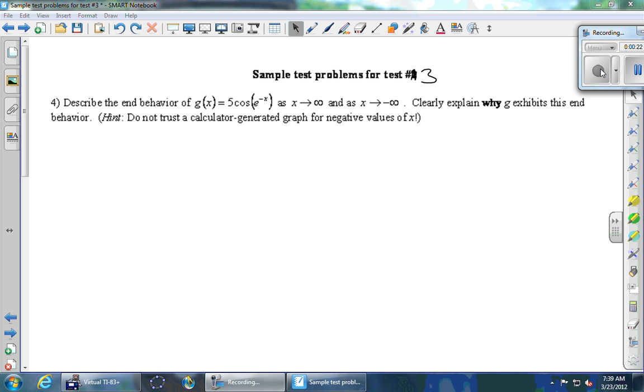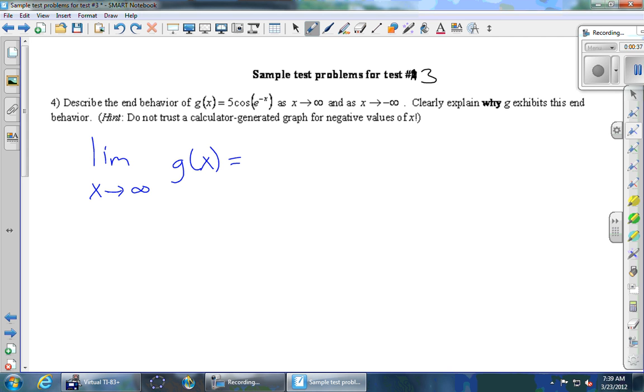In fact, I'm not going to trust the calculator for anything on this problem, but maybe we'll look at it at the end. So let's first take a look, see if we can use good limit notation. Limit as x goes to infinity of g of x, that's the original. So that's the same as the limit as x goes to infinity of, and then I'll just write the formula, 5 cosine e to the minus x.